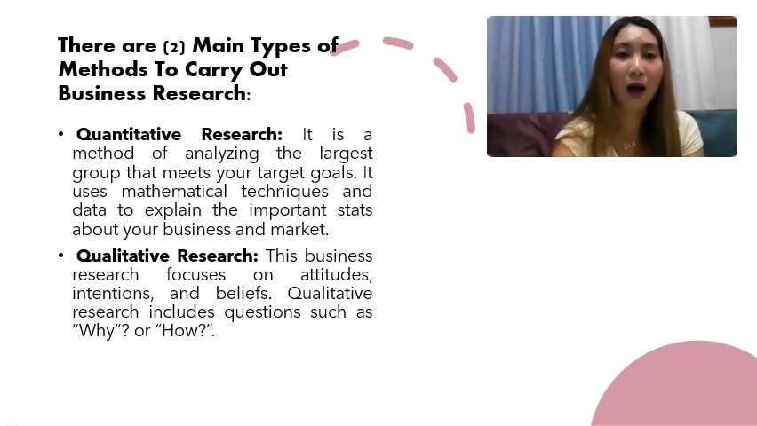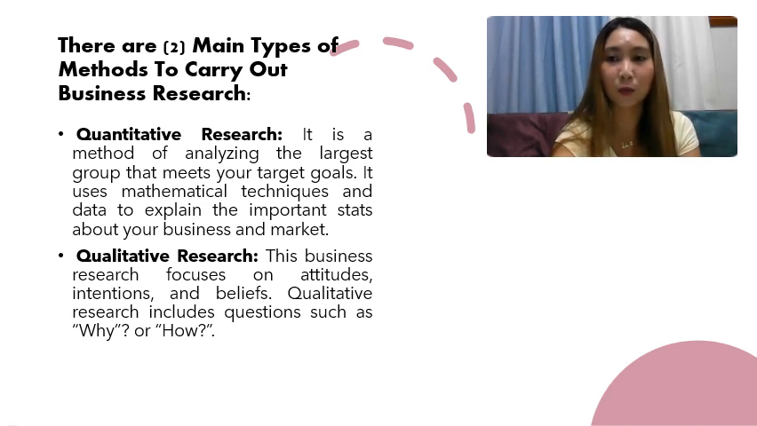Let us talk about the two main types of methods to carry out business research. So we have quantitative research and qualitative research. First, let us discuss quantitative research. So this is a method of analyzing the largest group that meets your target goals. It uses mathematical techniques and data to explain the important stats about your business and market. So usually, this data uses multiple choice questionnaires that can help you be profitable with your sales.